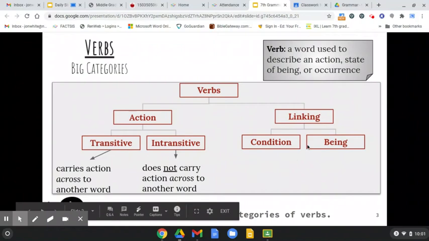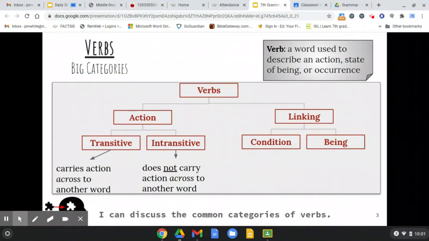If we look over at the other category of verbs, these linking verbs, we're going to see that they break down into verbs that discuss condition and verbs that discuss state of being. So condition linking verbs are ones that look like action verbs, but they actually show condition of something. Let me give you an example. Take the verb taste. You could say, I taste pizza. And that's good, right? That's an action that you're doing. I taste pizza. That's something that I'm currently doing.